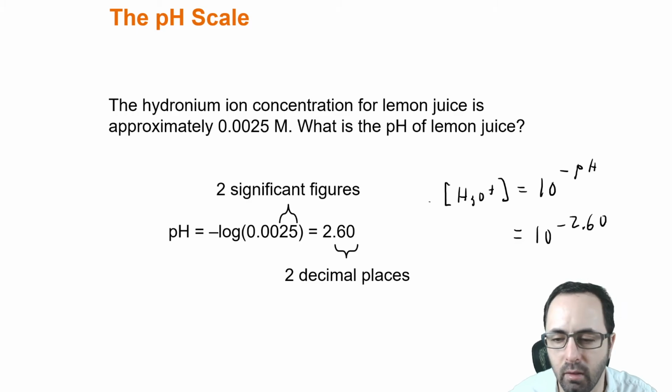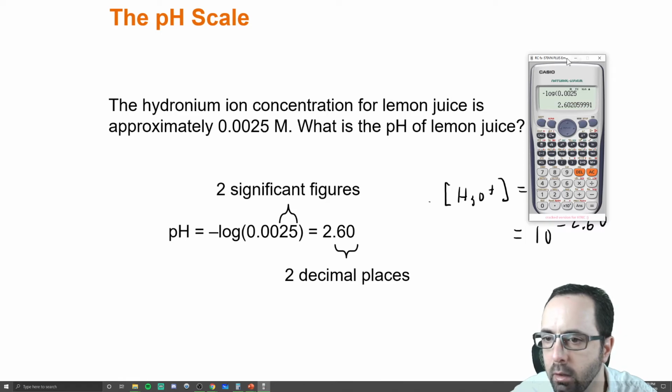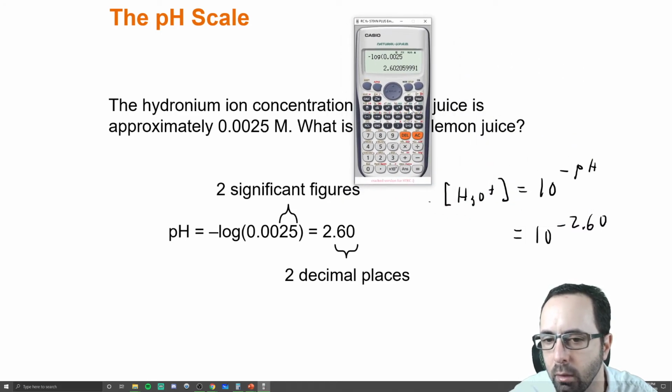To do that on your calculator, you can type 10 to the power, but it's cleaner to do shift and then log, which does the antilog, and then negative 2.6. And we'll get 0.0025. The reason we need this extra 0 is because there's always a little wiggle room in the last sig fig. This 6 isn't the last sig fig. You'll notice it because if I change it to 2.7, it's going to totally throw this off.